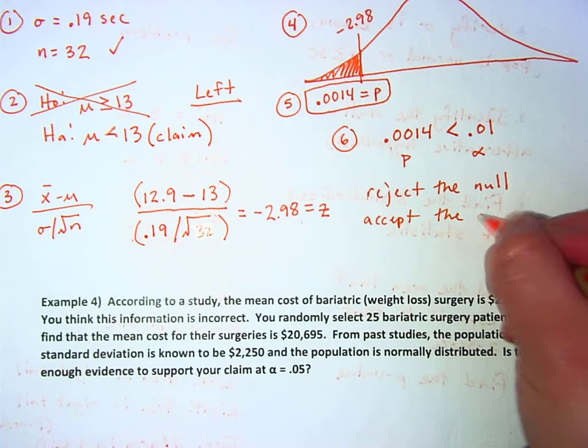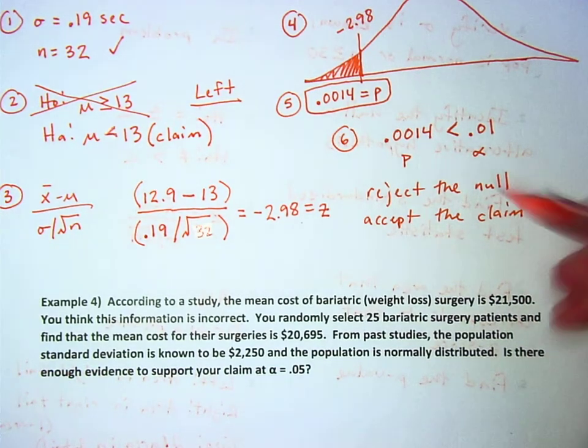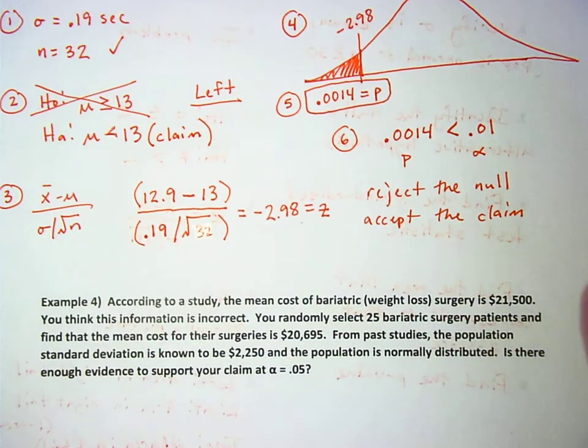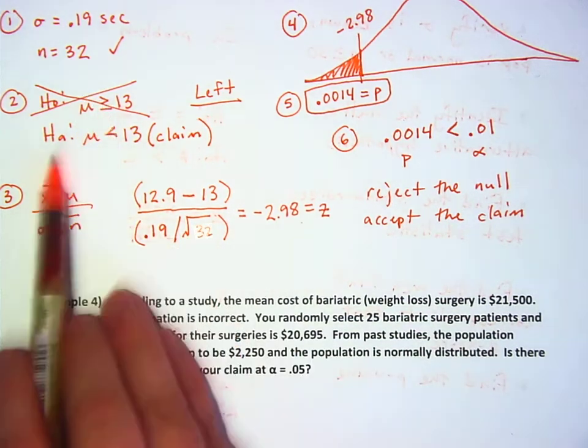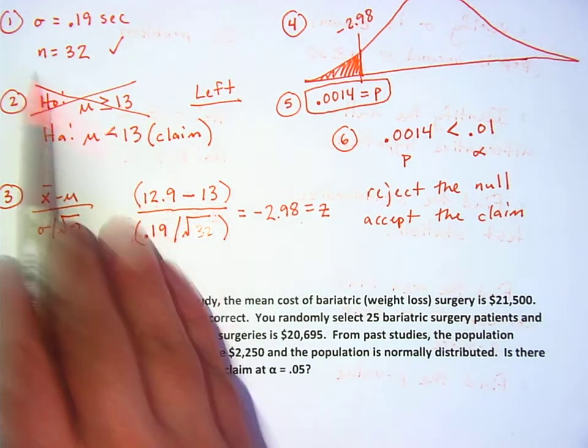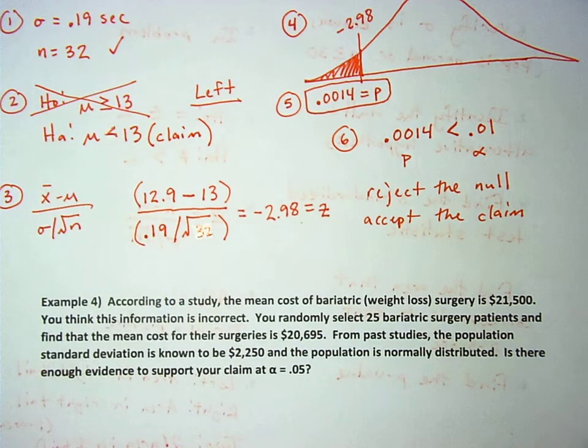Does everybody understand that I'm not just randomly saying it? I think you understand why I said reject the null, but do you understand why I'm saying accept the claim? Because it's the opposite. Right, because this time the claim happens to be the H sub A. That's why I think it's really easy if you just cross out the one that you rejected. Makes it a little easier.